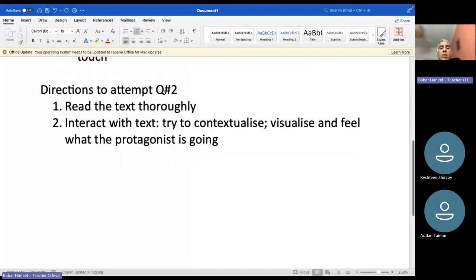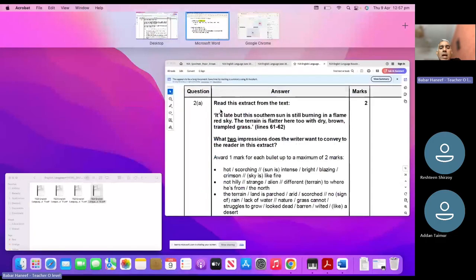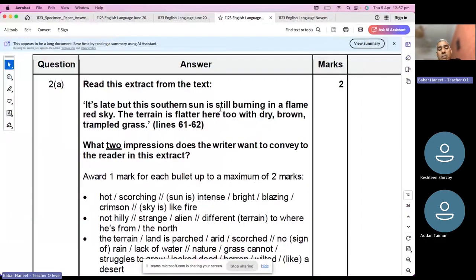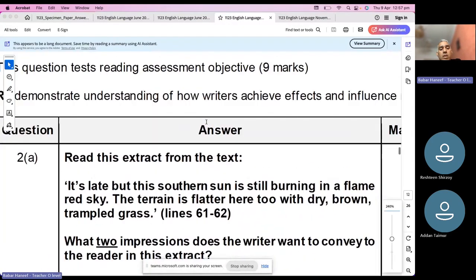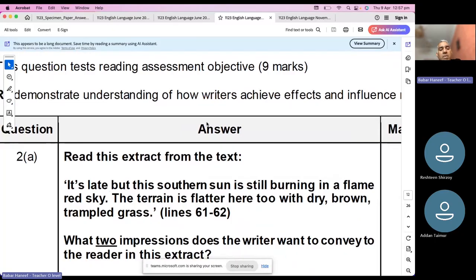Now let's look at the three papers. We don't have a text right now because we're short of time, so you can read the text on your own. We'll look at this question here. First one, question 2A: read this extract from the text. It says, it is late, but this southern sun is still burning in a flame red sky. The terrain is flatter here too, with dry, brown, trampled grass. Now, remember I told you there's a question here. It says, what two impressions does the writer want to convey to the reader in this extract?